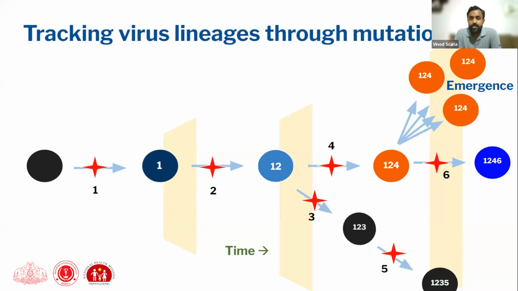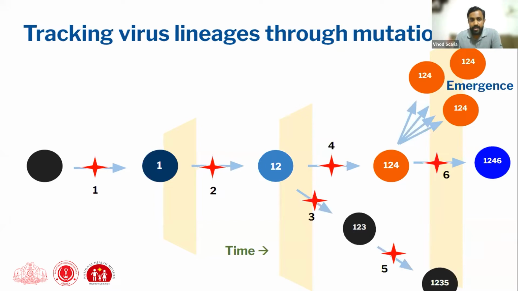And this largely could be because of two factors: host factors, for example a super spreader event, or viral factors, for example a virus which could be more transmissible or can evade the immune response. So essentially what we are going to look for is combinations of mutations which are suggestive of emergence events.